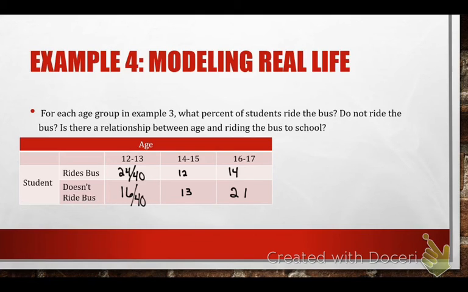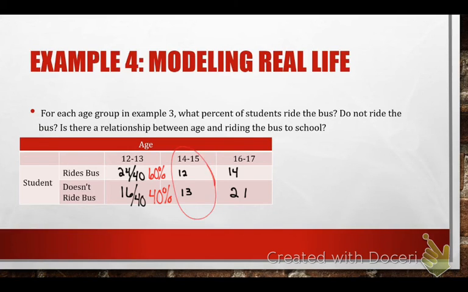24 divided by 40. So what's 24 divided by 40? We get a decimal and we can change that to a percentage. 24 divided by 40 is 0.6, which would mean 60%. So this means 60% of my 12 to 13-year-olds rode the bus. Just by common assumption, if it's out of 100%, if 60% ride the bus, how many percent don't ride the bus? 40%. It's got to add up to 100. So really, I only need to calculate one.